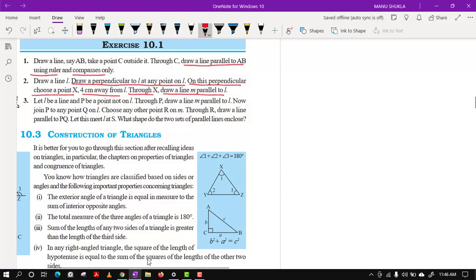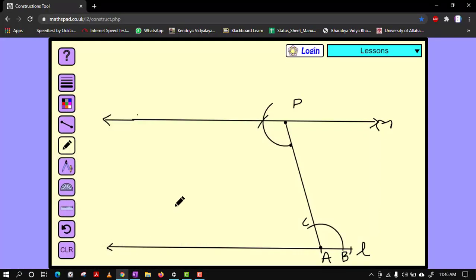Now what they are saying, let's see. They are saying through P draw line M parallel. This we have done. Now join P to any point Q on L. Okay, let's see. So let's take this point Q somewhere here. Although we could have taken this point A only as Q, but still we can go for this. Okay. So now let's join this point P with Q.